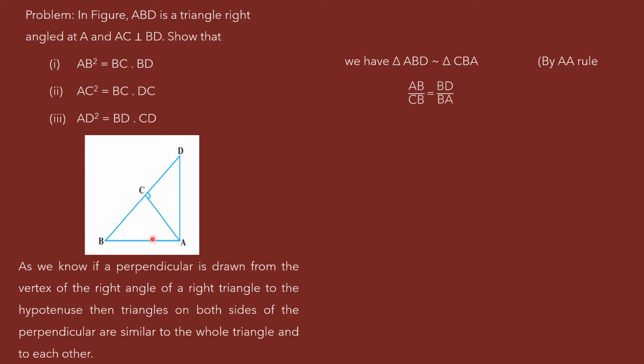Now, in ABC, the right angle vertex is C. That's why I should start with C. And the common angle is B only, CBA. Therefore, triangle ABD is similar to triangle CBA. This is very important, I am just repeating. Therefore, AB square is BC into BD.